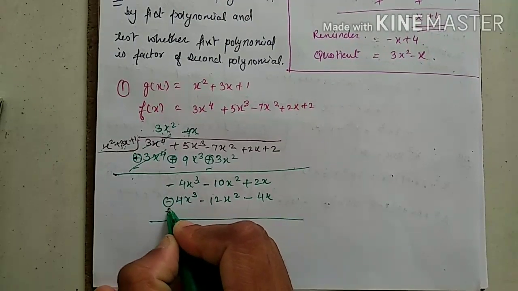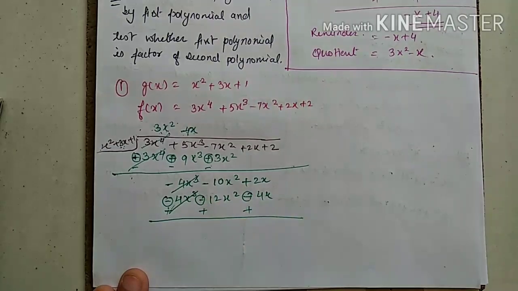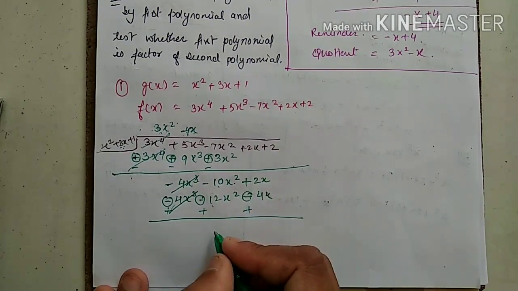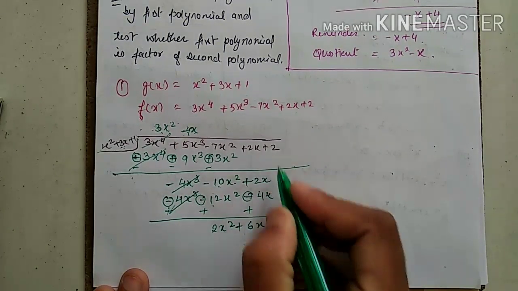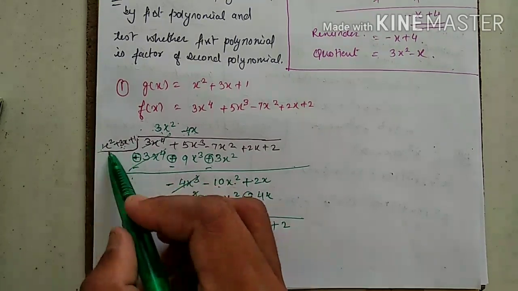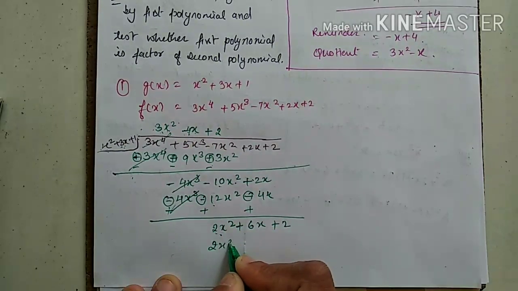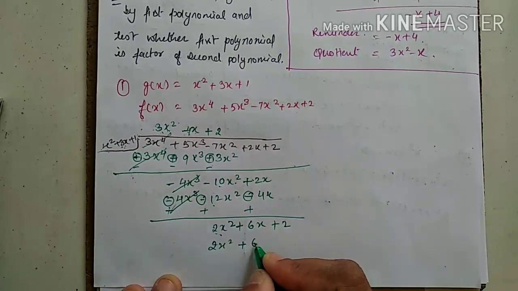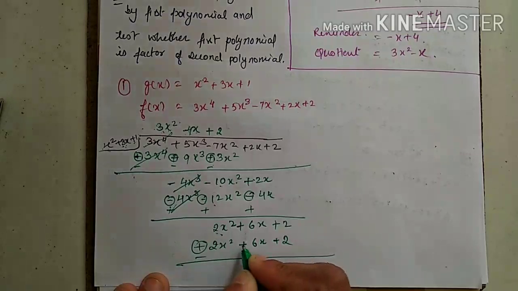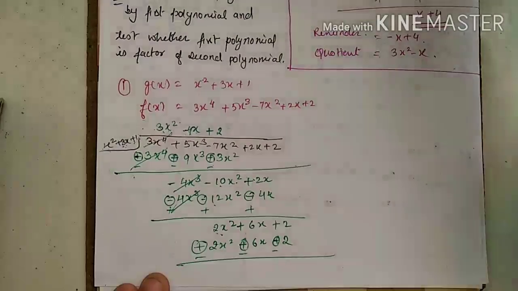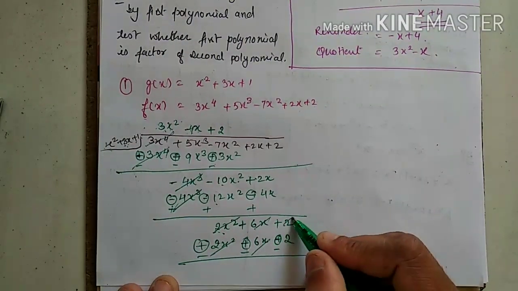Again the sign will change: positive becomes negative, negative becomes positive. Positive and negative cancel. 10x square plus 12x square, it means 2x square. 2x plus 4x, 6x plus 2. Again x square, here is x square but here I want 2, so I will multiply plus 2. 2x square, plus 3 2s are 6x, 2 ones are 2. Positive becomes negative, positive becomes negative, positive becomes negative. Now positive and negative cancel, positive and negative cancel, positive and negative cancel.